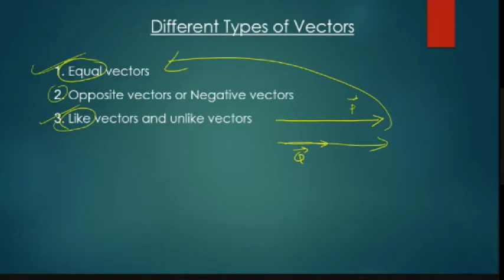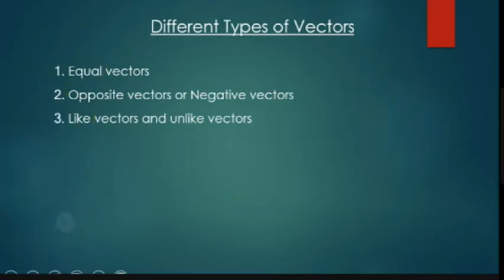So what will unlike vectors be? Two vectors in opposite direction. For example, these two. Magnitude is irrelevant. We are just concerned about the direction. So equal, opposite.